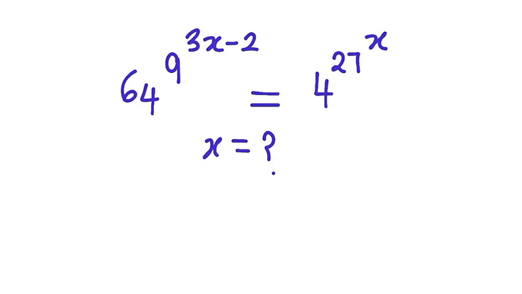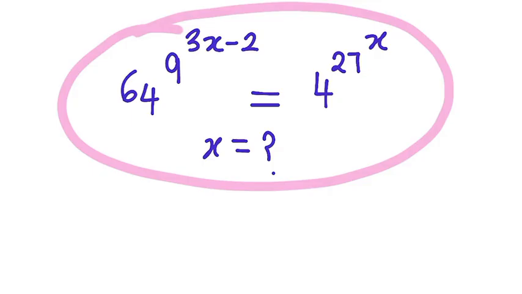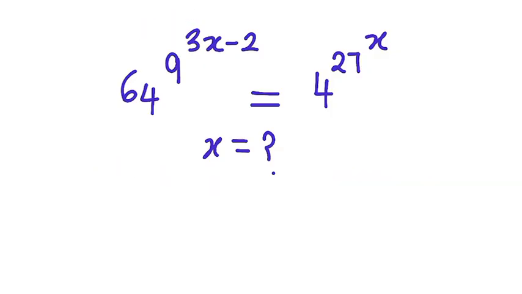Welcome. In this tutorial, we're going to solve this problem on the board. So we have 64 to the power of 9 to the power of 3x minus 2 equals 4 to the power of 27 to the power of x. Now let's see how we can solve for the value of x.